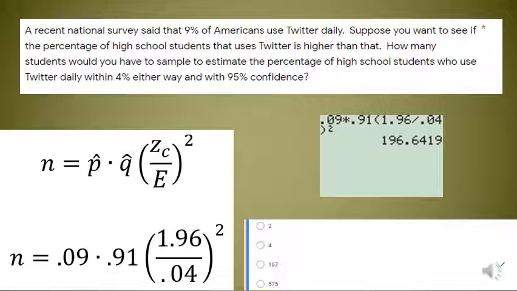The zc you look up in the table just like before. And here it's 1.96 over 0.04, which again is within 4%. Your percents are always written as decimals in these problems. And you do square the parentheses, but not the beginning part. This time you probably got it right no matter what because you do round up. And so it is going to be 197.